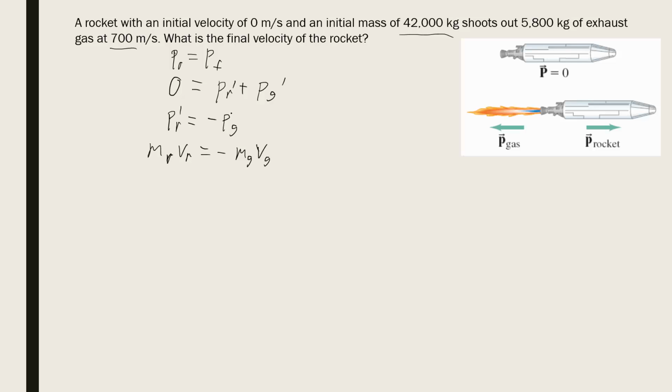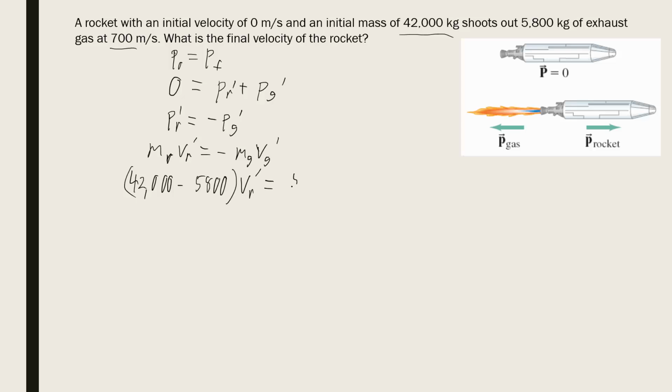If you want to put these as primes, I guess you could do that. It doesn't matter too much when there's not other v's to distinguish them from. The mass of the rocket, now since this is the final state here we're looking at, we can't take the entire 42,000 initial mass of the rocket. We have to consider the mass of the gas that was ejected. So this will be 42,000, I think I said 100. Anyway, 42,000, we have to subtract off the mass of the gas because that is no longer part of the rocket, times the final velocity of the rocket.